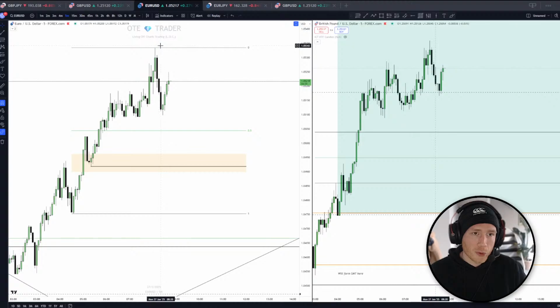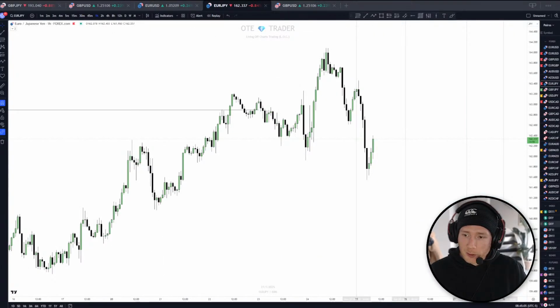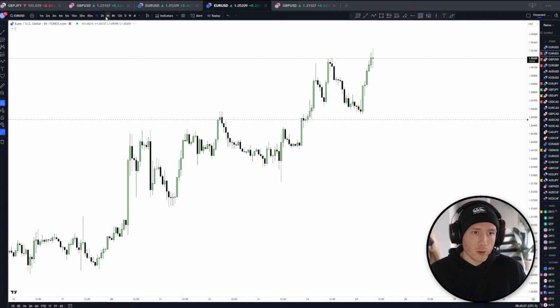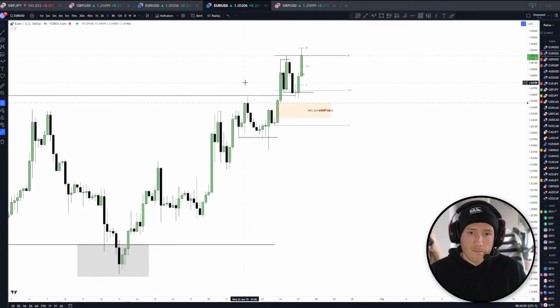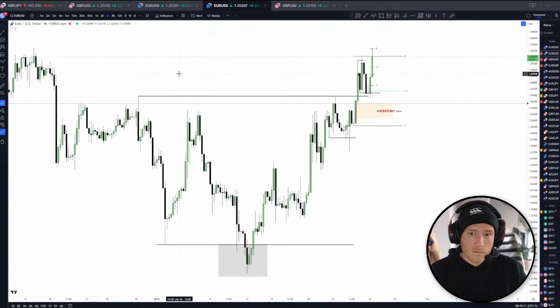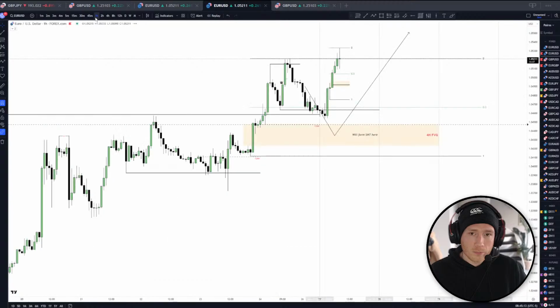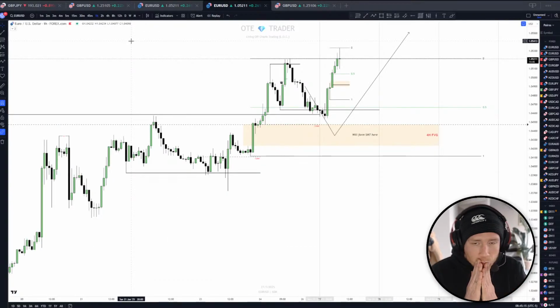Any good POI for Euro buys? Well, today has already expanded, but if I look at Euro, this is what I'm thinking. Because we have FOMC on Wednesday, and that is a pretty significant news release, and it will move the market like crazy.